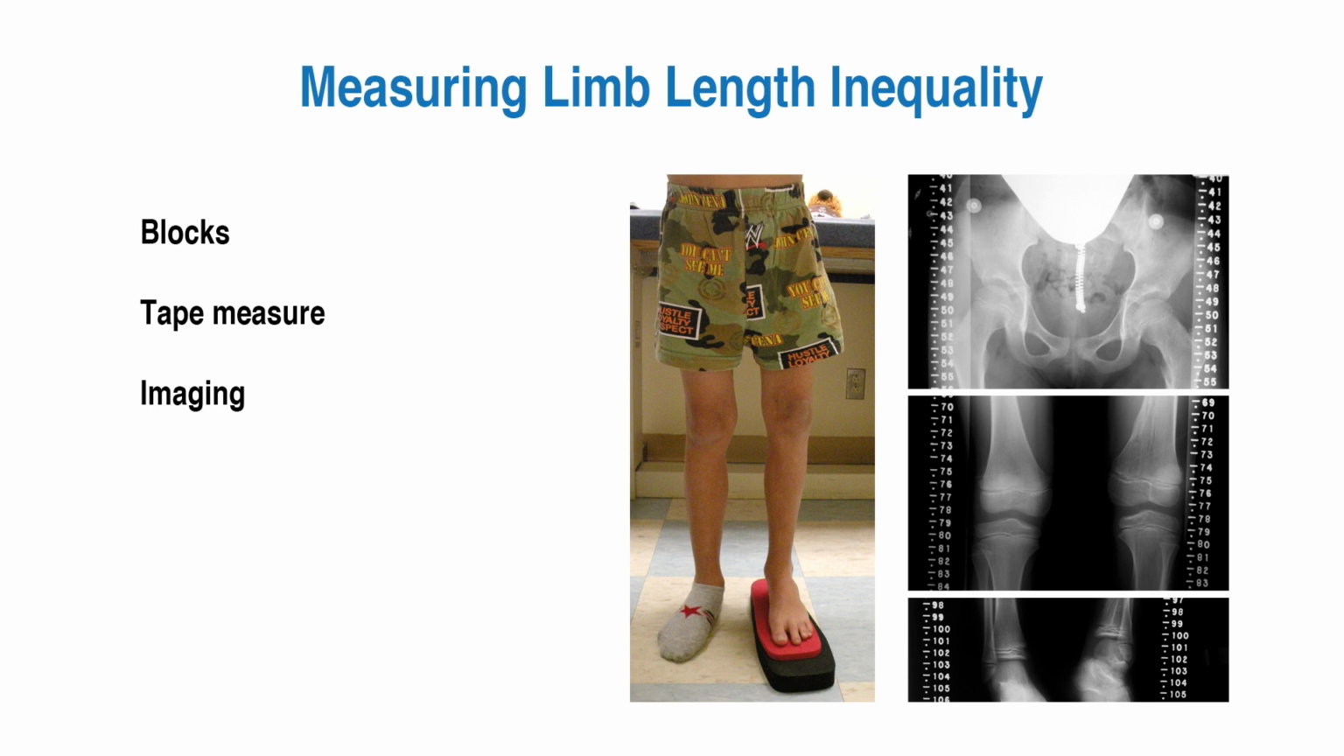The size of a leg length discrepancy can be measured through multiple different methods, including block testing, where you put the amount of discrepancy underneath the patient's foot until you level out their pelvis. You may measure it using a tape measure or using different imaging technologies such as X-rays or CT scan, which is the most accurate test when you have associated contractures of the hip, knees, or ankle.